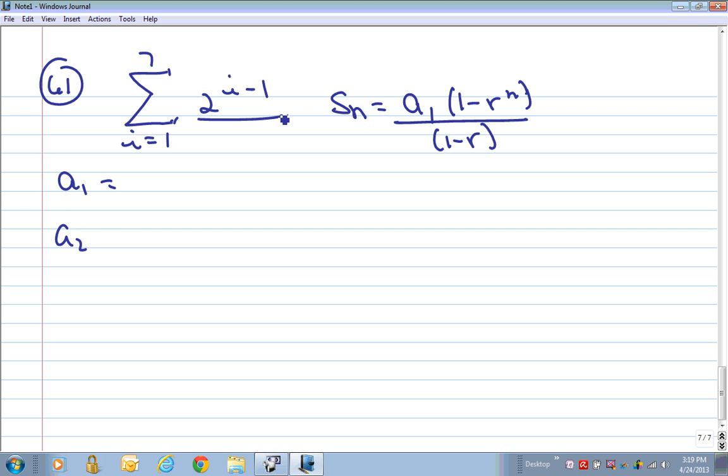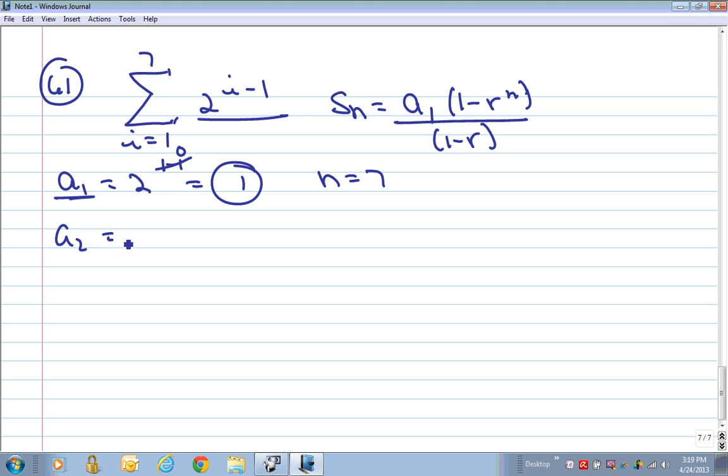So a sub 1, we're going to use this as our rule, so it'll be 2 to the, and this is like an I. So the index here is 1, and the limit is 7, and if you start at 1 and include 1, you're going to have 7 terms, so our n value will be 7, so n will equal 7. We're going to find a sub 1. We're going to put 2, and it'll be I, which is 1 minus 1, which is 0, and anything to the 0 power is 1. So a sub 1 is equal to 1.